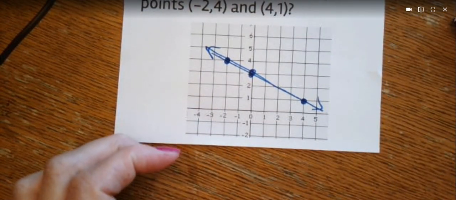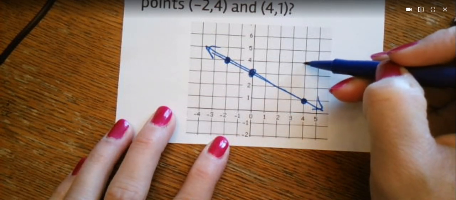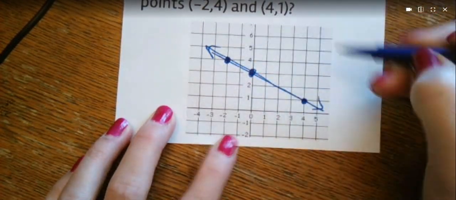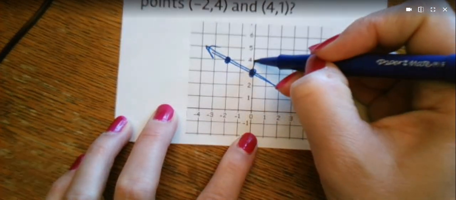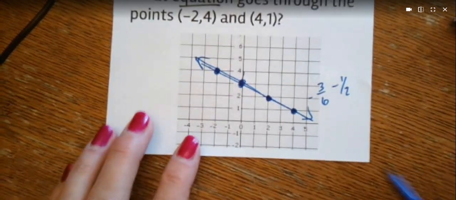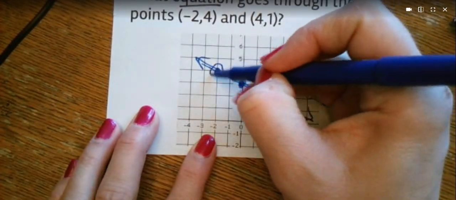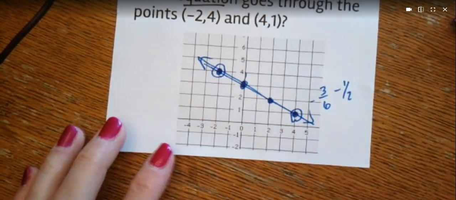I could find the slope if I look. I rise 1, 2, 3, and I run 1, 2, 3, 4, 5, 6. So 3/6, and it's negative, so -1/2. You can see that up 1, left 2, up 1, left 2. Right? So I've got this point, -2, 4, and this point, 4, 1. Those are my 2 given points, and I have my line going through there.